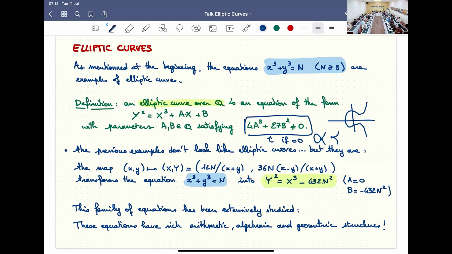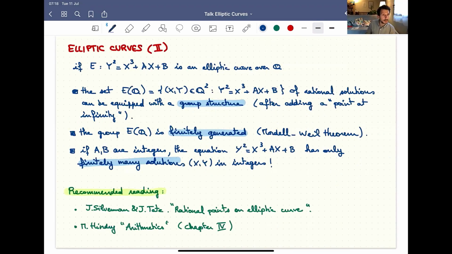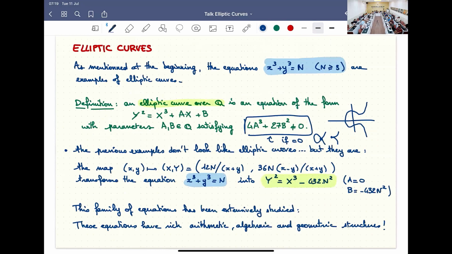I just talked about the Mordell-Weil theorem. Is there any way to get P1, P2, P3? How to define P1, P2, and P3?